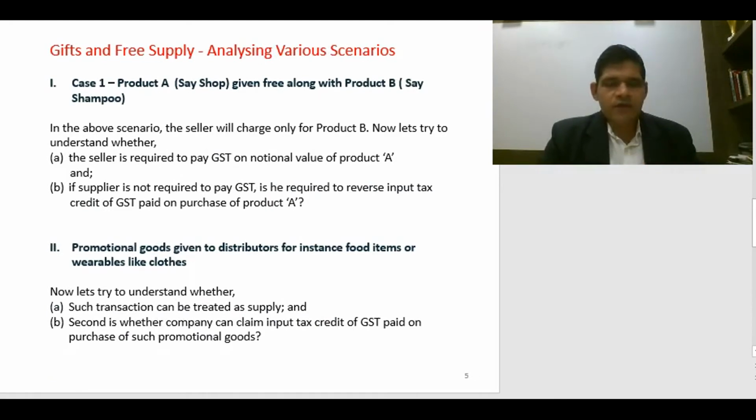Moving further, now we will discuss various scenarios of gifts and free supply. The first scenario talks about when a seller sells product B and gives a product A as a gift. For example, he is selling shampoo, that is product B, and giving soap, that is product A, along with it. In those scenarios, basically we need to understand whether the seller is required to pay GST on the notional value of product A, that is soap, and if GST is not required to pay, is he required to reverse input credit of GST paid on the product A?